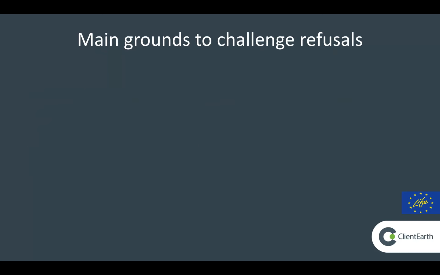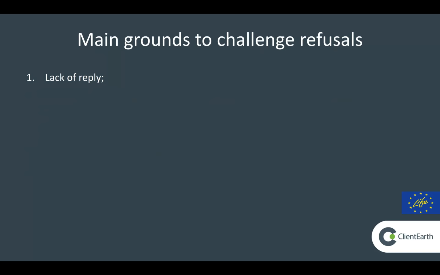So what are the main grounds on which information is denied and on which you can challenge a refusal that you may receive? First of all, a very common thing that might happen is that there's simply a lack of reply within the timeline. Anne has already referred you to the fact that these differ largely between member states, so you need to check what these are. And then the authority might simply not reply to you in that time, and this constitutes an implicit refusal.